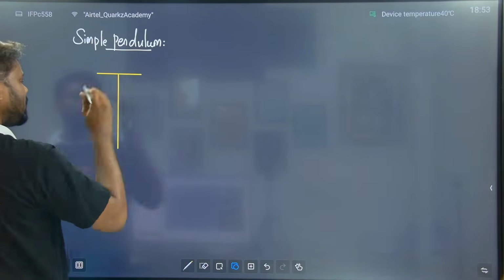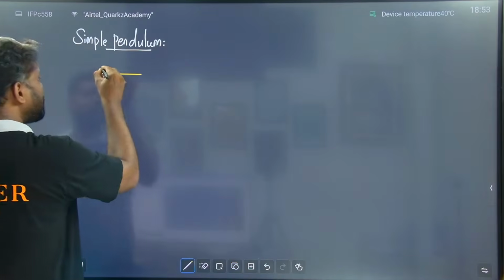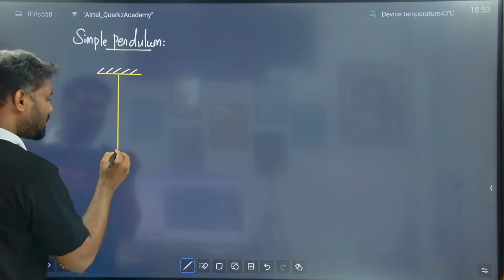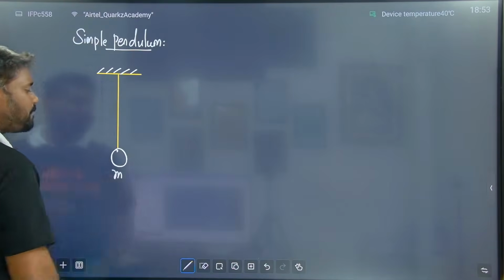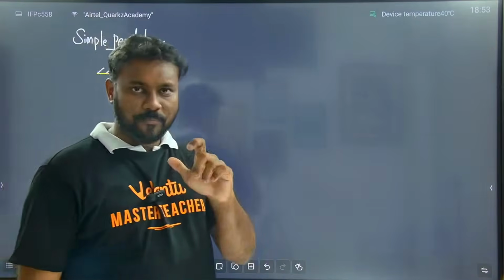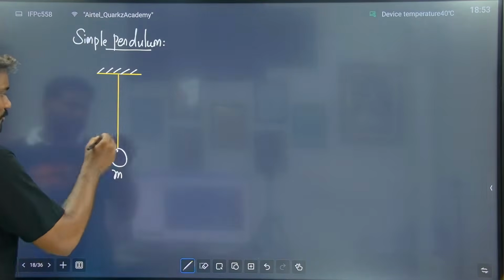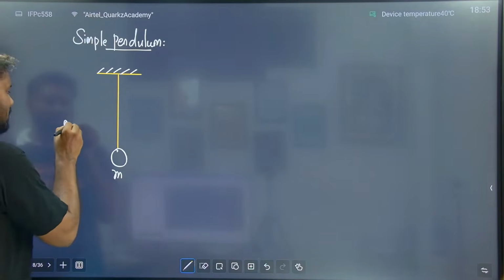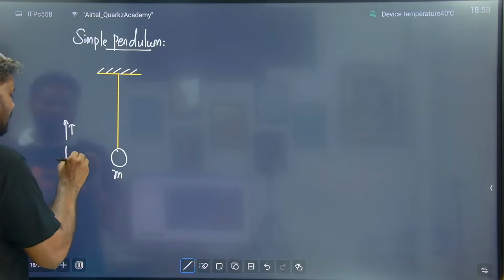So understand, this is a very, very important thing. So this is my pendulum, and I have taken the probe of mass m. First we have to know what forces act at the equilibrium position. Tension will act in the upward direction. mg will act in the downward direction, right?